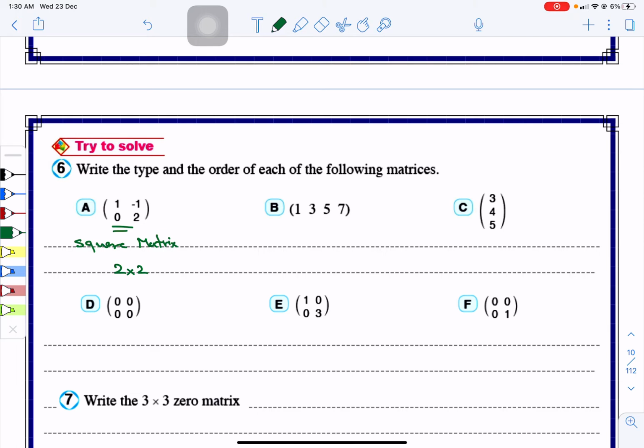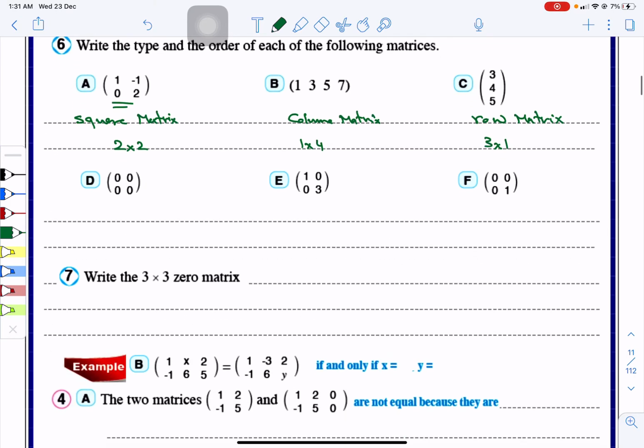This matrix is a column matrix, and in order 1 by 4. This matrix is a row matrix, and in order 3 times 1.